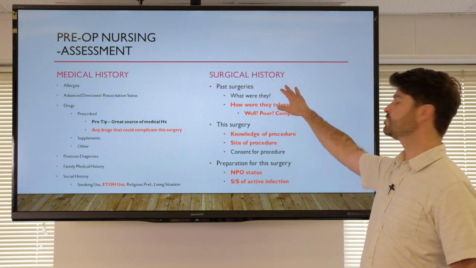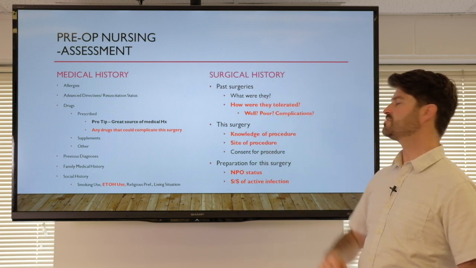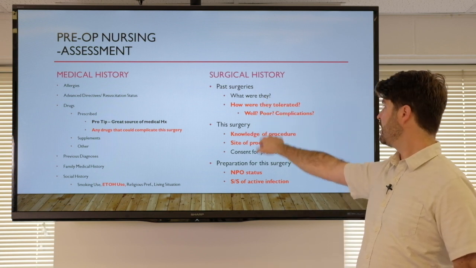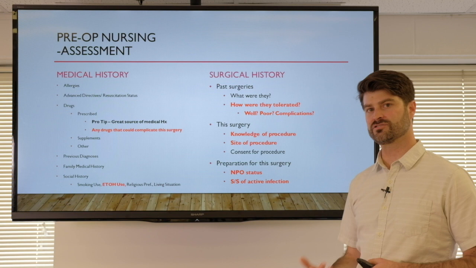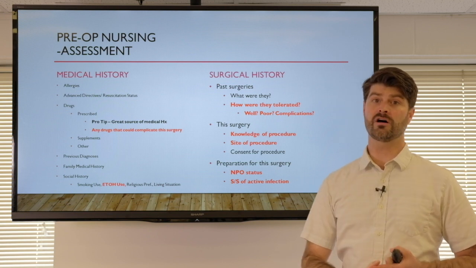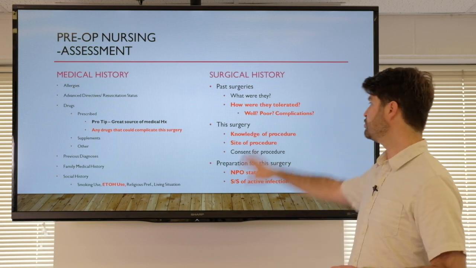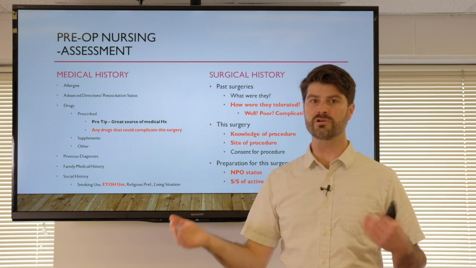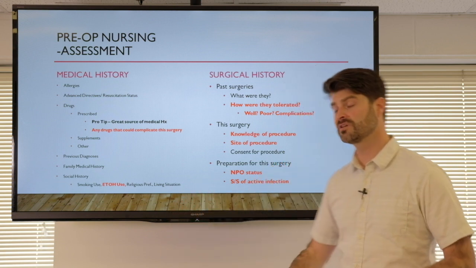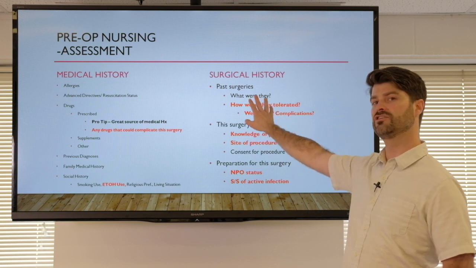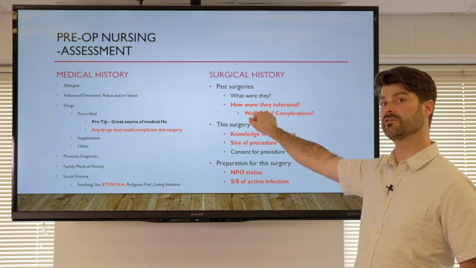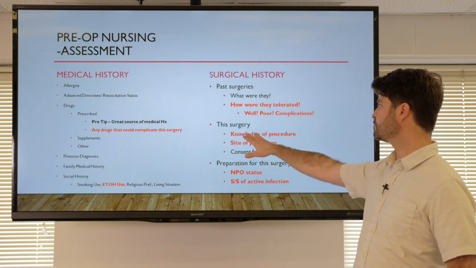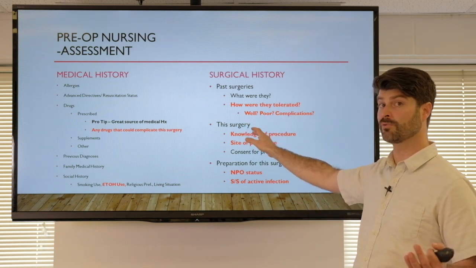Then we're looking at our surgical history. So what past surgeries have they had? Where did they have them? What surgeries was it? And how did they tolerate that surgery? Specifically, how did they tolerate anesthesia? Because patients who don't tolerate anesthesia well, we want to know that going into the surgery, not discover it afterwards. There is a life-threatening complication of surgery that we're going to talk about in a little bit, but that's really what we're assessing for.